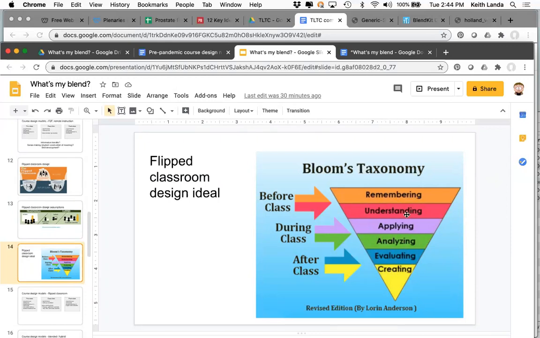This was always my goal, for example, for my geology class. I spent a lot of time trying to get students to work through materials ahead of time so that we could spend more time doing applying and application kinds of exercises. But I always spent more time lecturing in class than I really wanted to do.